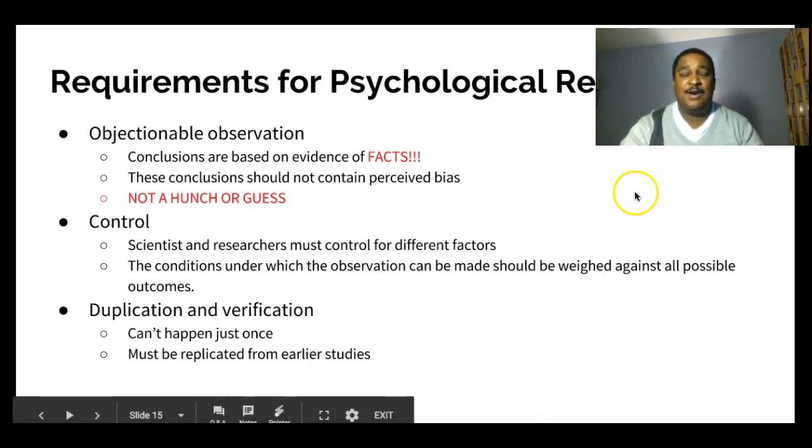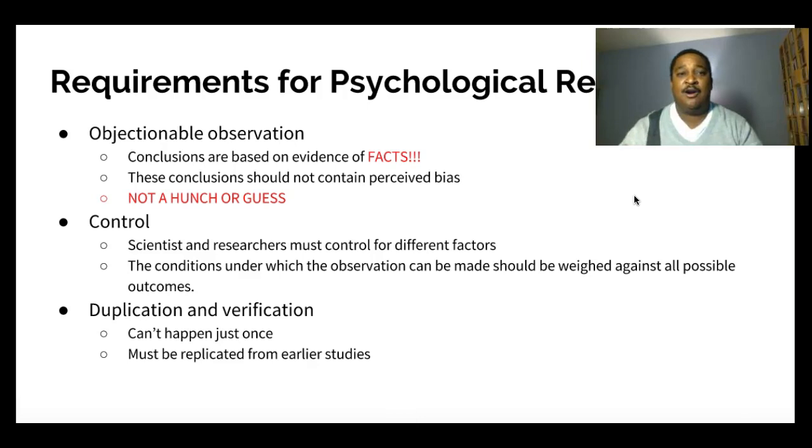So, requirements for psychological research are that research needs to be objective. It needs to be objective observation. It means that it needs to be based on facts, and they should not have any bias. So we're going to be talking a lot throughout the course about bias and how bias plays a lot of roles and is very problematic. It shouldn't be based on a hunch or a guess.